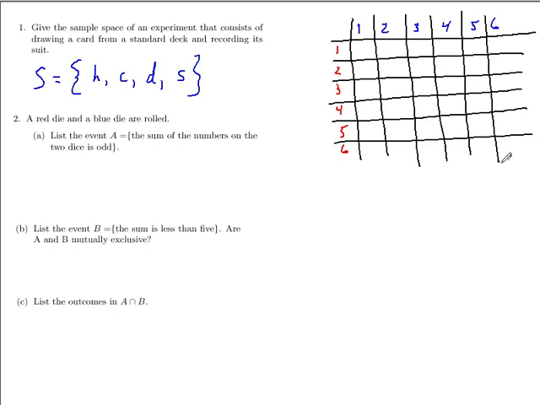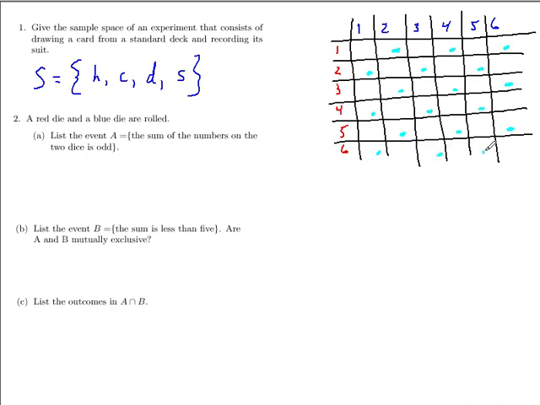Each one of these boxes corresponds to a different roll. Now part A says, list the event A, the sum of the numbers on the two dice is odd. So if I go through my chart here and put a little dot, I will mark all the ones. So this has a sum of 2, that's a sum of 3, a sum of 5, a sum of 7. So, oops. In the right spot. So all of these that I have marked with little dots here are the ones that have an odd sum.